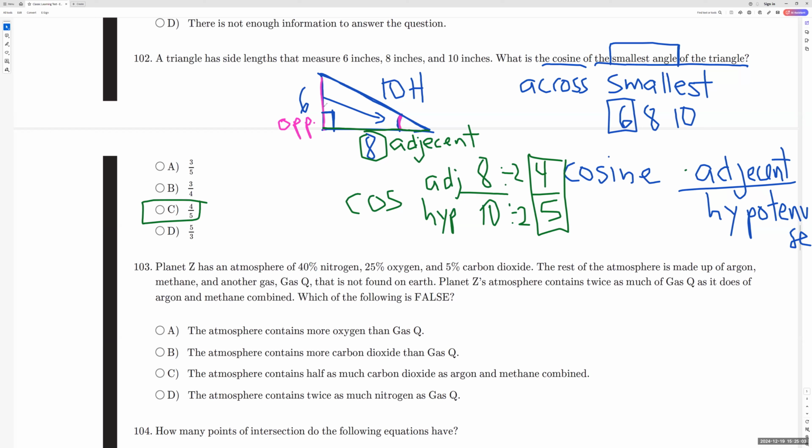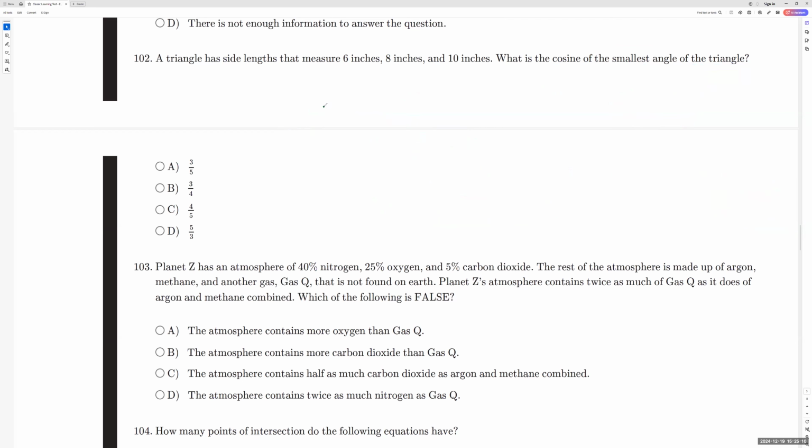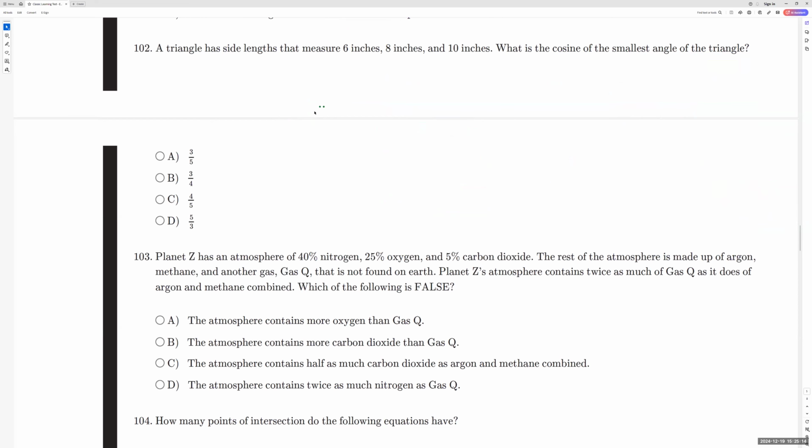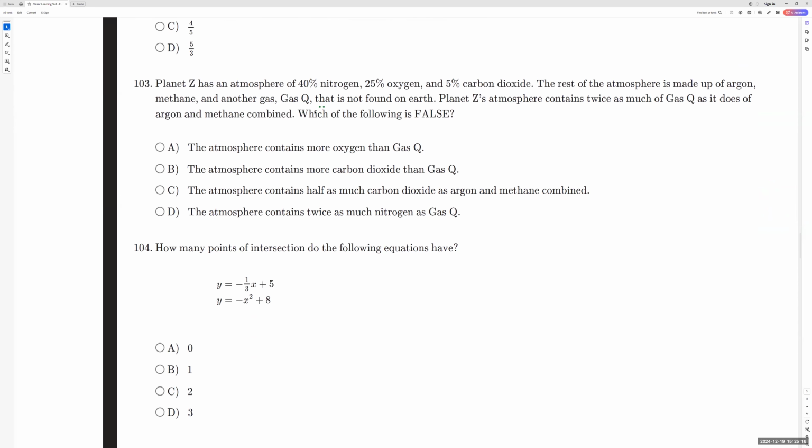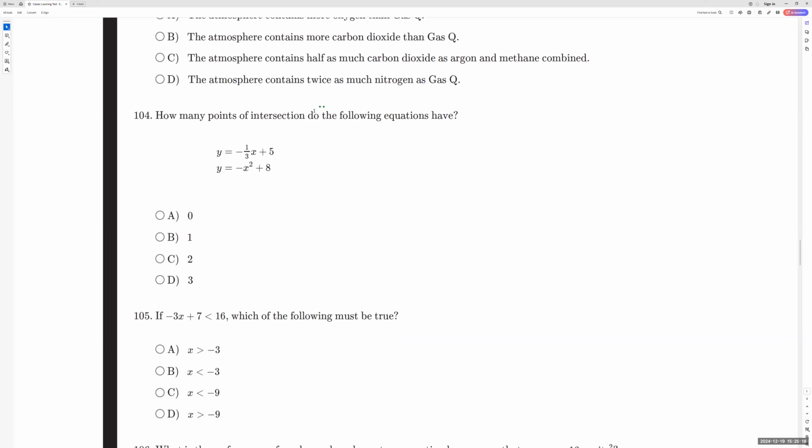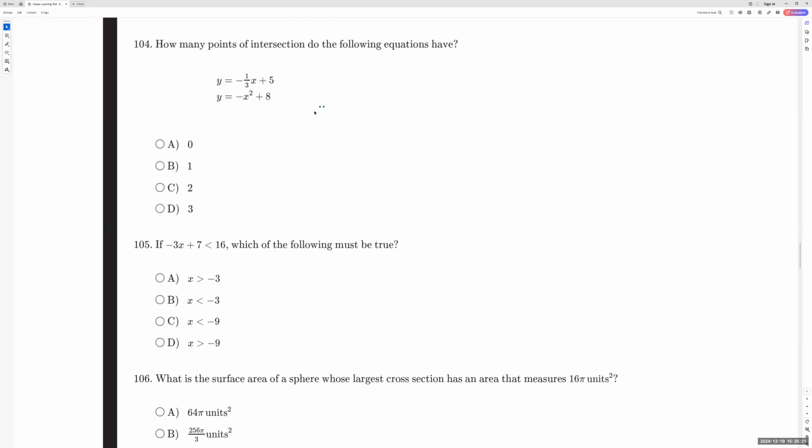Let me erase quickly. So pause quickly because I'm going to erase before you know it is gone. So I'm going to skip to where it says 104 all the way. 103 I may do later. Okay. 104. How many points of intersection do the following equations have?